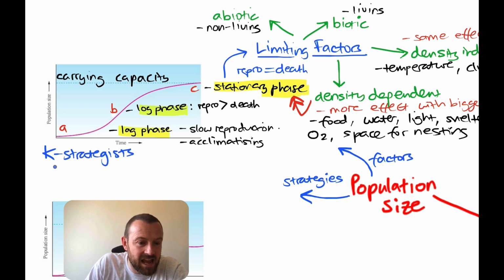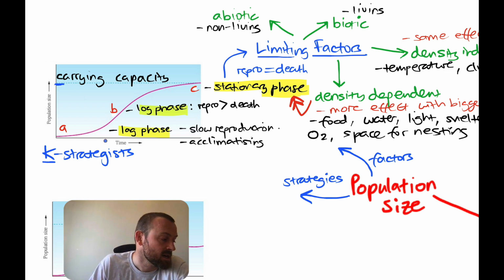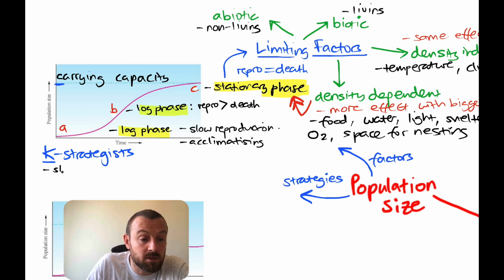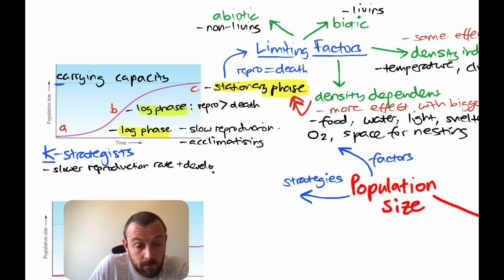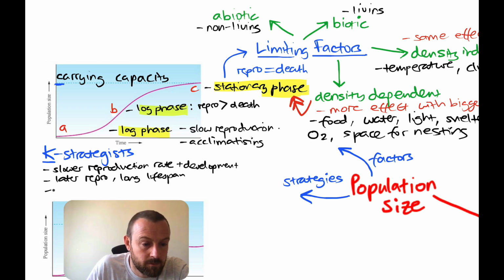K-strategist is K for carrying capacity. I know K and C are not the same letter, but think of K for carrying. K-strategists reach the carrying capacity. And K-strategists typically have a few common features. The most important thing is they have a slower reproduction rate. They also tend to have slower development, long lifespan, later reproduction, and they tend to be large, okay? Larger in size.